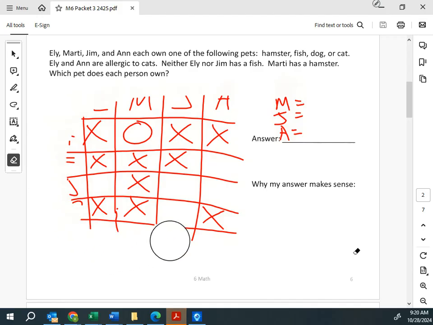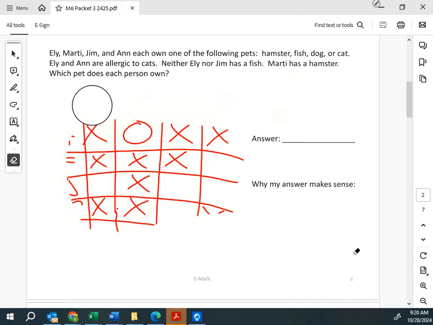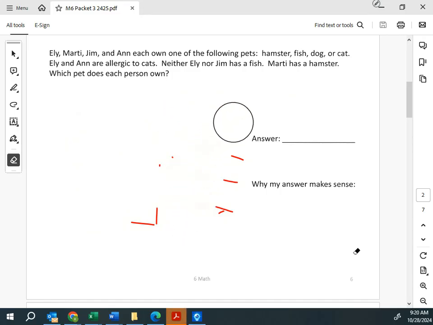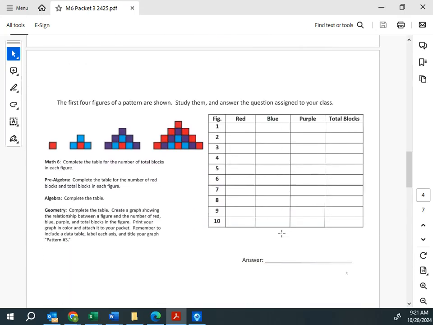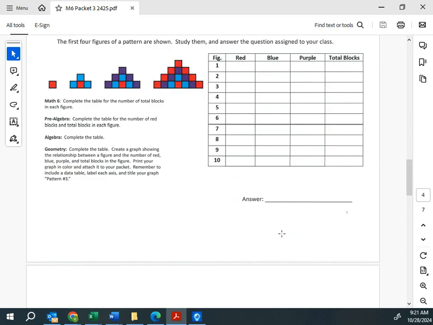Our next page is our 5-card challenge. Just like normal, you need at least 12 points. And when it's an ace for the 5-card challenge, it equals just 1. So all of our equations that we come up with need to equal 1. Our next one is our pattern page. So for math 6, we just have to complete the total blocks. So we just have to do this column.